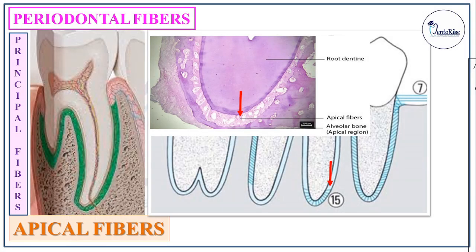The next set of fibers are the apical fibers. As the name suggests, they are present in the apical region of the root. Hence, they are absent in incompletely formed roots. These apical fibers radiate from cementum towards the alveolar bone, but in an irregular manner. You can observe the location of apical fibers in the figure. These apical fibers prevent tooth tipping, resist forces of luxation, and protect the blood, lymph, and nerve supply of the tooth.